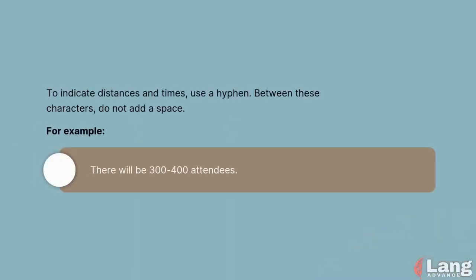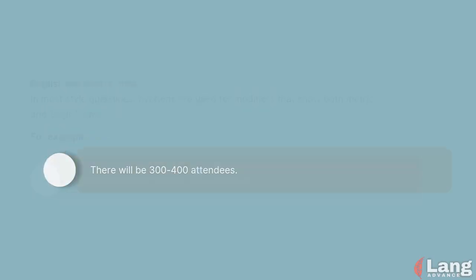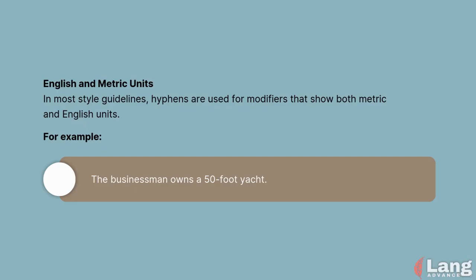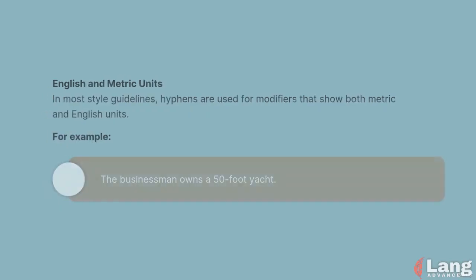To indicate distances and times, use a hyphen. Between these characters, do not add a space. For example, there will be 300-400 attendees. English and metric units. In most style guidelines, hyphens are used for modifiers that show both metric and English units. For example, the businessman owns a 50-foot yacht.